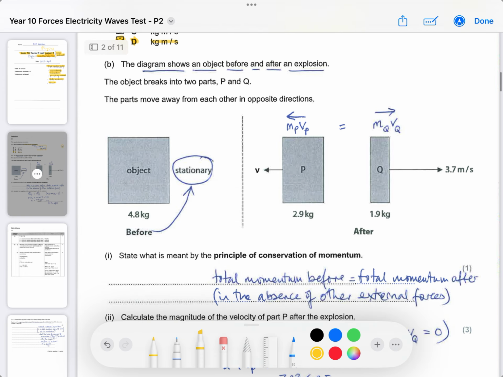The next question, it shows a diagram. It shows an object before and after it splits and goes off in opposite directions. So we call this an explosion. Yeah. So the object breaks into 2 parts, P and Q. So here's P and here's Q. So you can see Q goes to the right, and we know its velocity, and P goes to the left, and we have to work out its velocity in a moment.